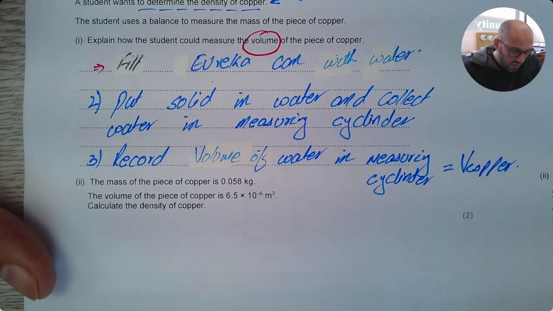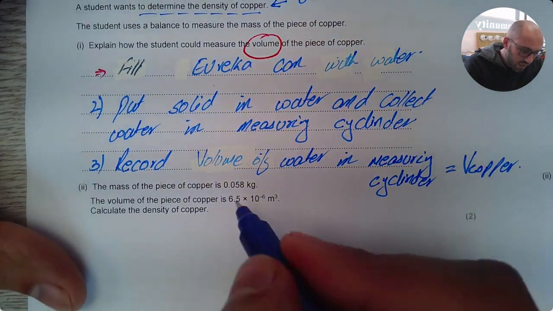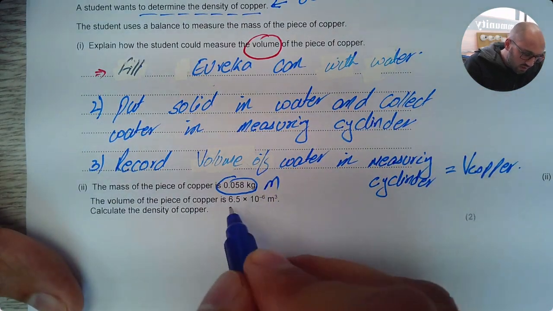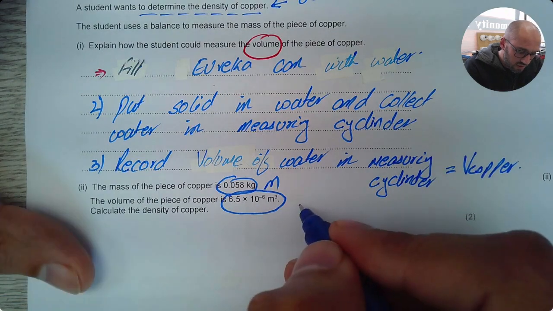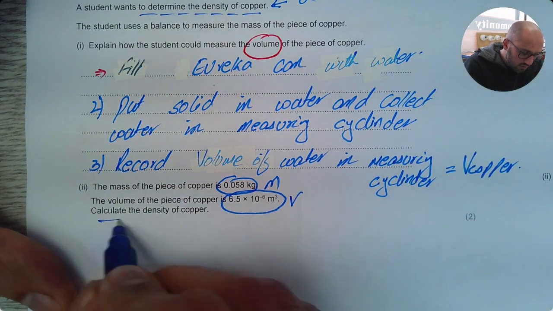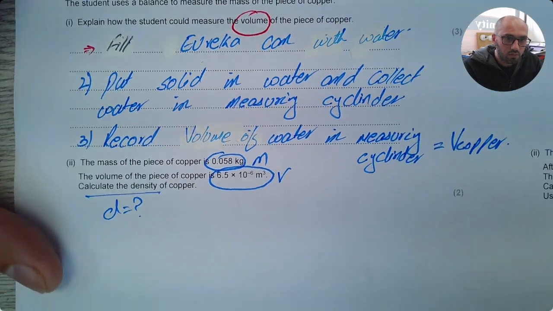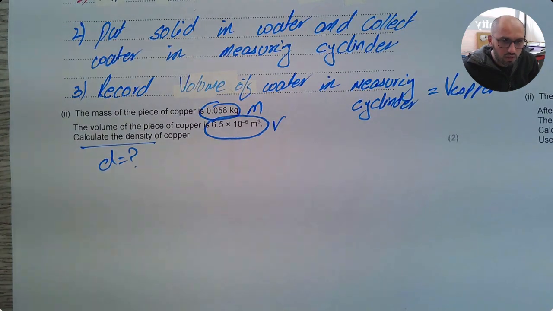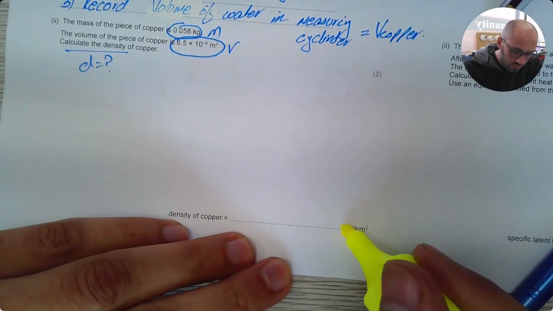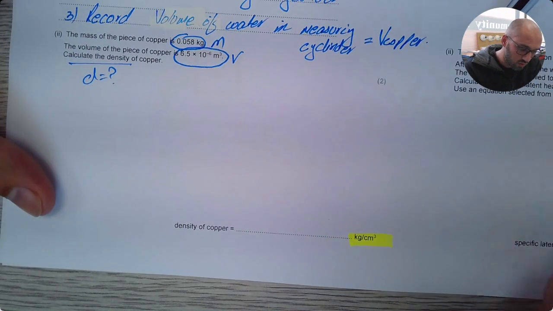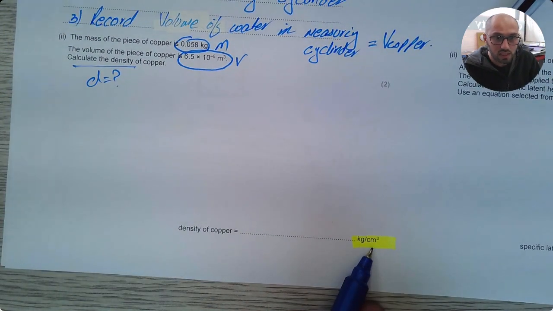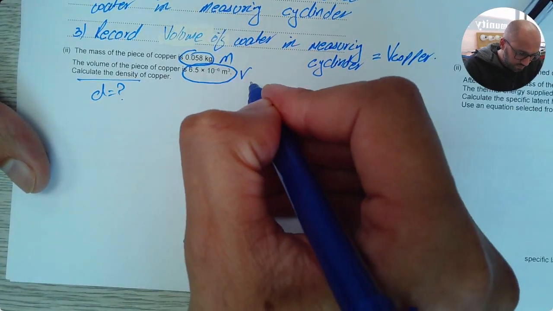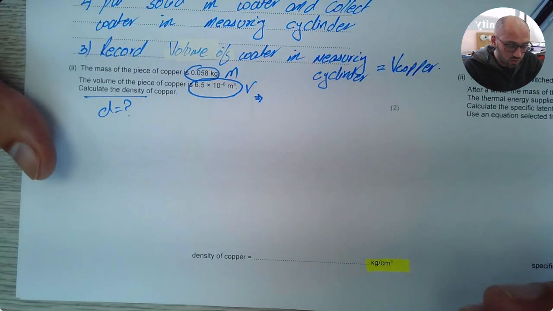Next question. The mass of piece of copper is 0.058 kilograms. So this is the value of mass. The volume of piece of copper is 6.5 times 10 to the power of minus 6. This is my volume. It says calculate the density. We do not know the value of density. But before I work out my answer, I have to check what units are required for it. The units required are kilogram centimeter cube. So this means mass has to be used in kilograms, but the volume has to be used in centimeter cube. So I will need to convert meter cube into centimeter cube.